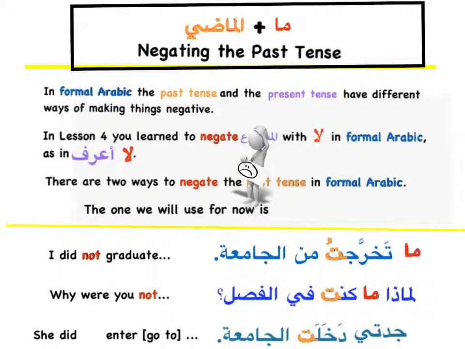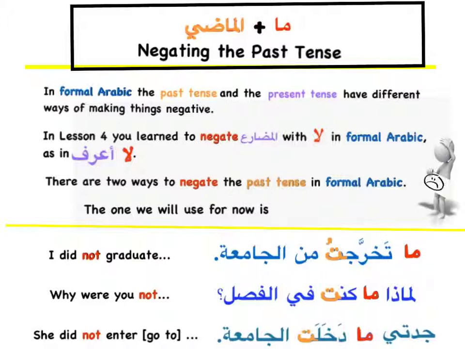And for جدتي دخلت الجامعة, my grandmother went to university. And if you want to negate it, where would you put the ما? Yes, you will put it right before the verb in the past. So جدتي ما دخلت الجامعة. She didn't go to university. And this is the only way that you're going to use to negate the past.